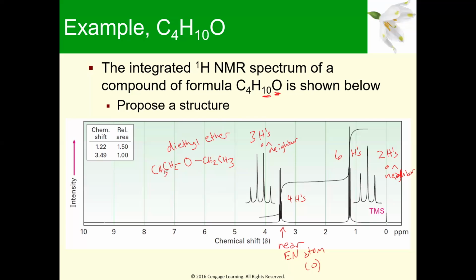Because now this methyl group is equivalent with this methyl group. So that's 6 hydrogens giving us this signal. This CH2 group is equivalent to this CH2 group. You see that this CH2 group is the same chemically as this CH2 group. So that means there are 4 hydrogens generating that signal.